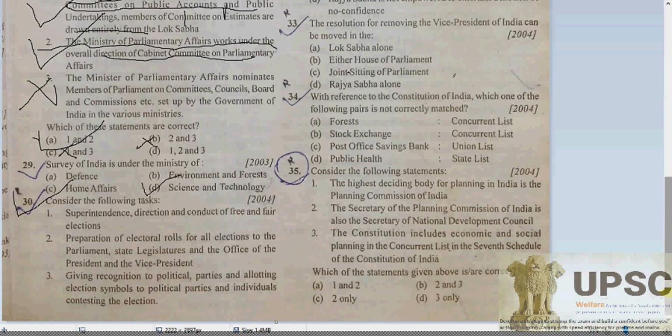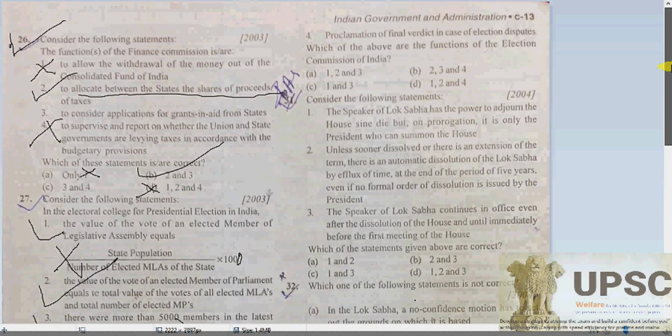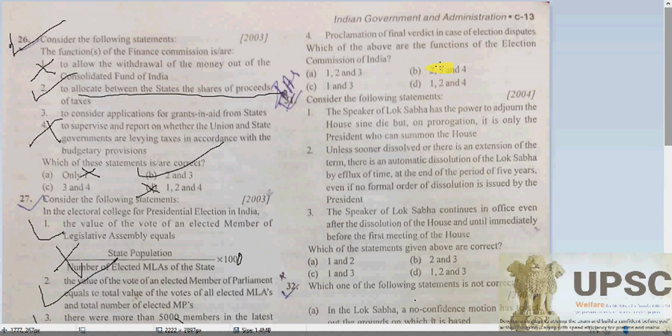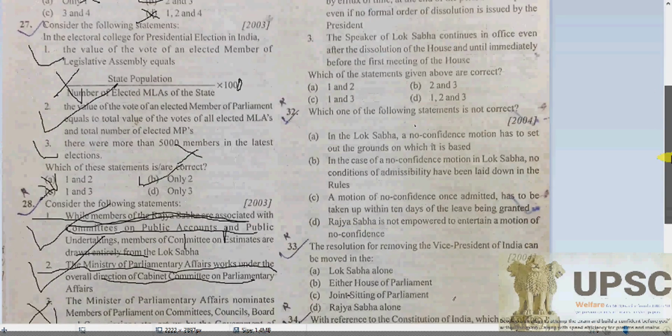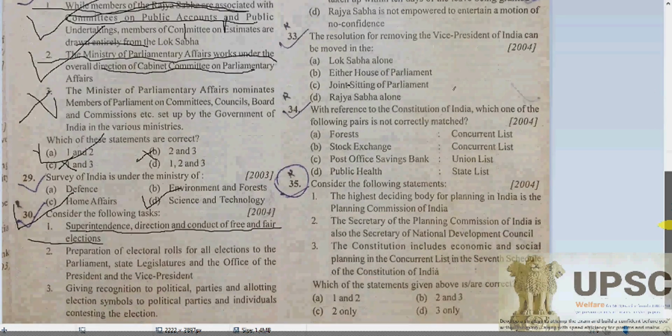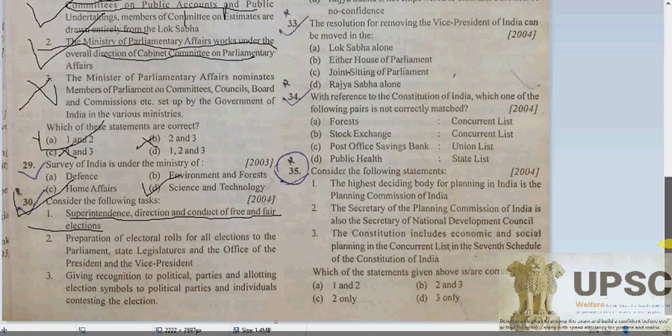Question 30. Consider the following tasks: the superintendence, direction and conduct of free and fair elections. Free elections. Firstly, let's read the choice options here. As we know that A is correct here, we will eliminate B, definitely. Now we have a 70% chance, and of course the chances of incorrect are reduced.